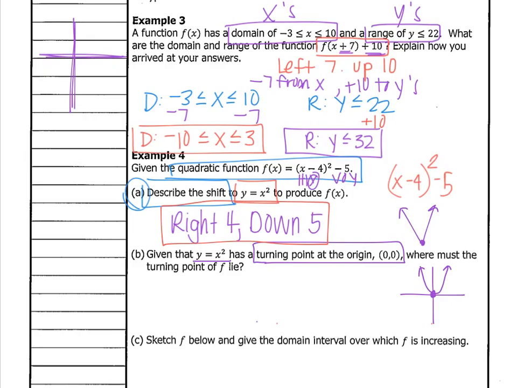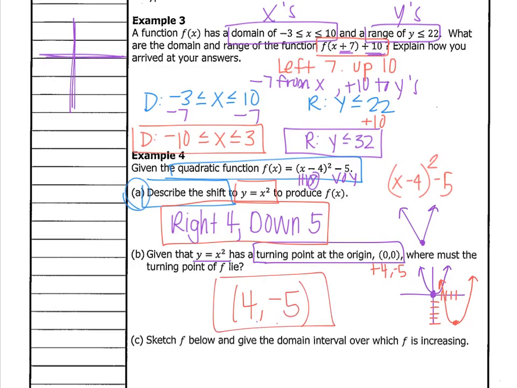So if we go to the right 4 from 0, 0, 1, 2, 3, 4, down 5, 1, 2, 3, 4, 5, that means that our new turning point is in a different location. Right 4 means add 4, down 5 means subtract 5. We do that to x values and then the y values. 0 plus 4 is 4. 0 minus 5 is negative 5. Boom, done.